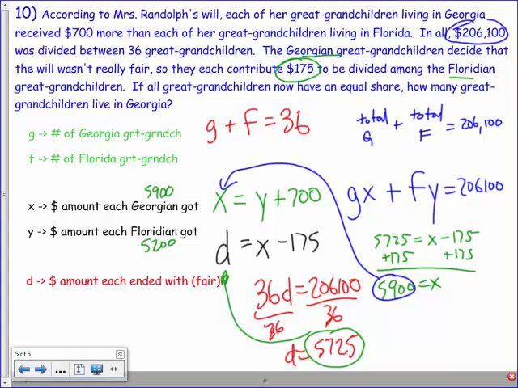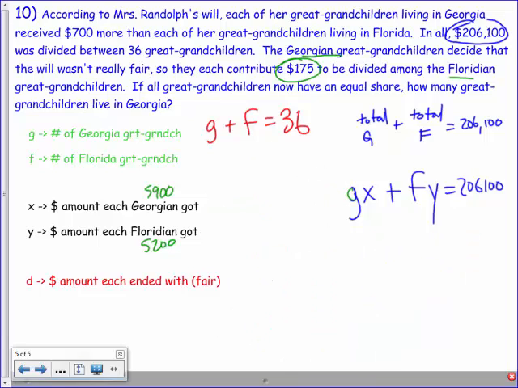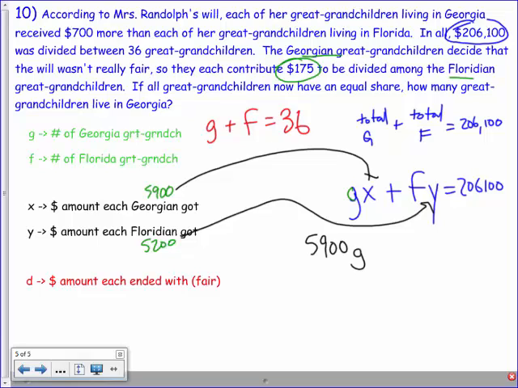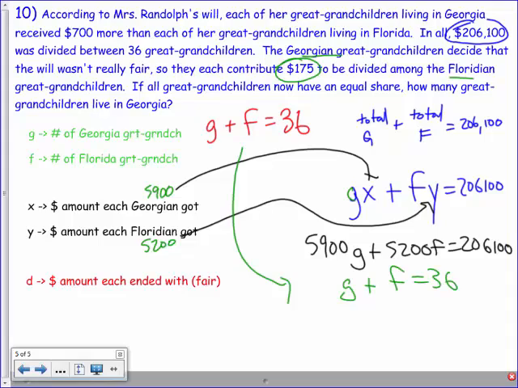Okay, well now how does that help me? I'm going to get rid of some of these equations now that I got some stuff written down. I got these two equations. Well, I know what X and Y are, right? So I could plug that in for X, and I could plug that in for Y. So now I got G, I'm going to put the 5,900 in front. 5,900G plus 5,200F equals 206,100. And I still have this other equation. I'm just going to bring it down low. I got G plus F equals 36.